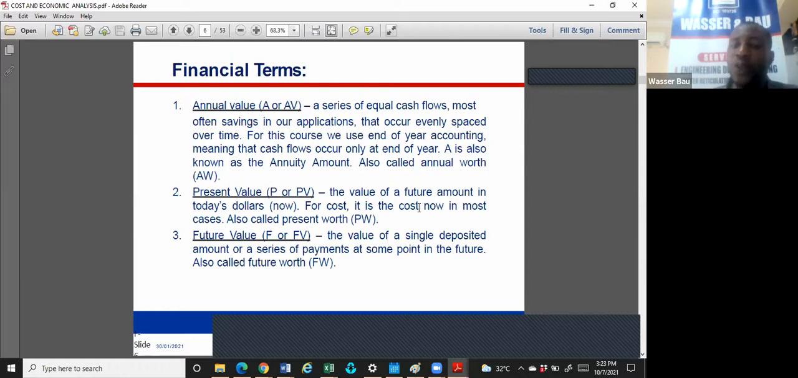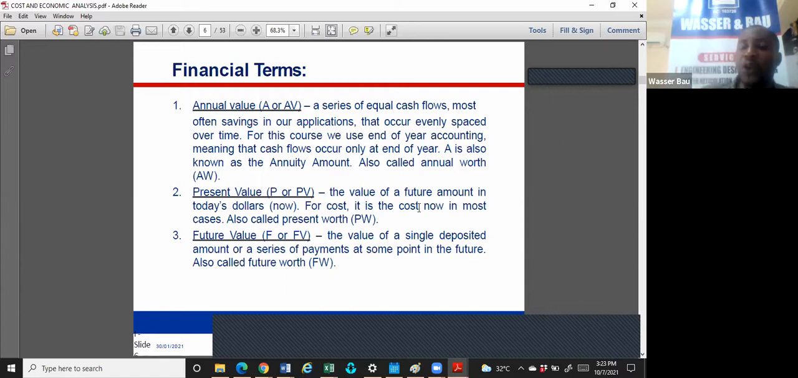So that is annual value. So what is annual value? Let's say you make an investment in the business and that business is bringing you 5,000 every month. If you accumulate it into a year, which is going to be 60,000, that becomes the annual amount. It becomes the annual worth of that investment.